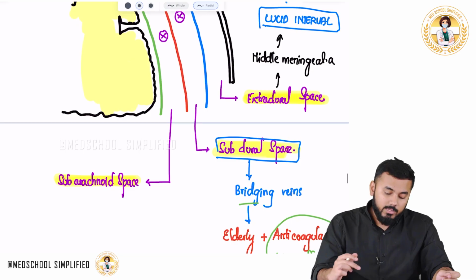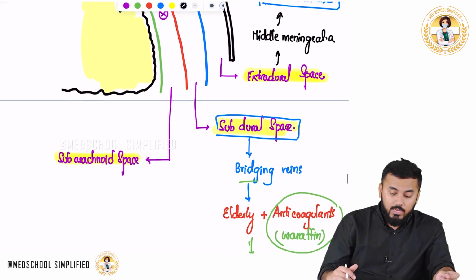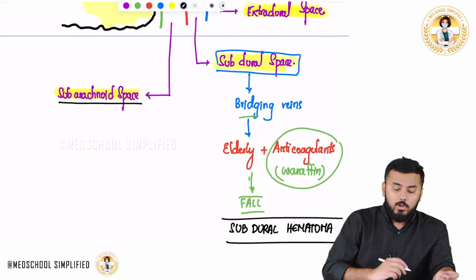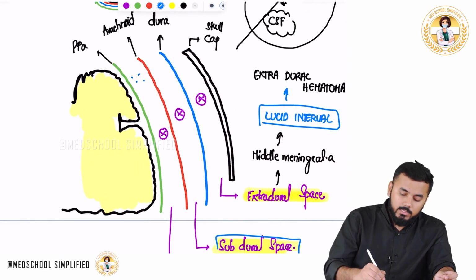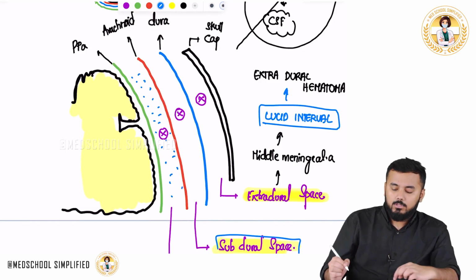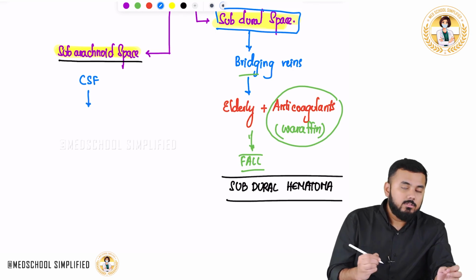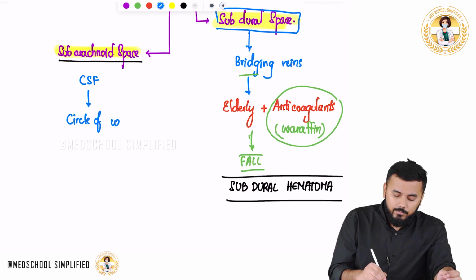And the final important thing we have here is the subarachnoid space. Within the subarachnoid space, what do you have? You have CSF, all of you know that. So this is the subarachnoid space and here I have CSF, all the CSF located here. And floating within the CSF, what do we have? We have the circle of Willis.